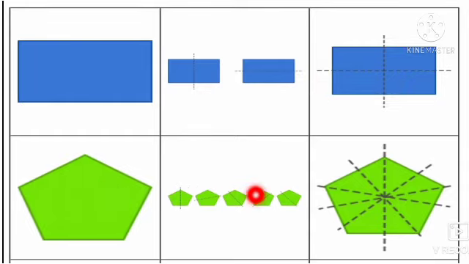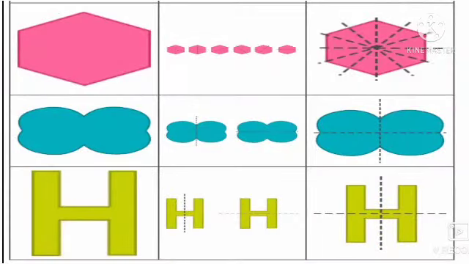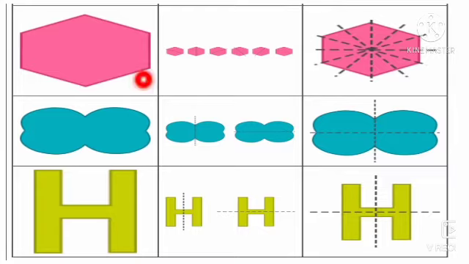And pentagon. Pentagon has many lines of symmetry. Children, same as pentagon, hexagon also has many lines of symmetry. And here the shape has two lines of symmetry. Vertically and horizontally, it divides the shape into two equal parts. And the letter H has two lines of symmetry. Horizontally and vertically, it divides the letter H into two equal parts.